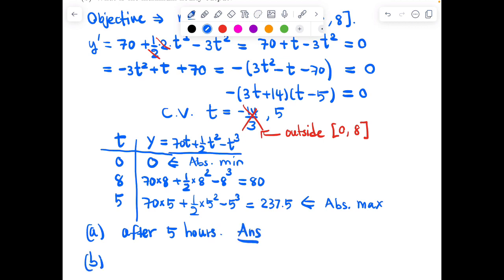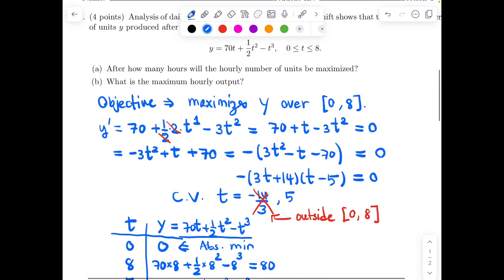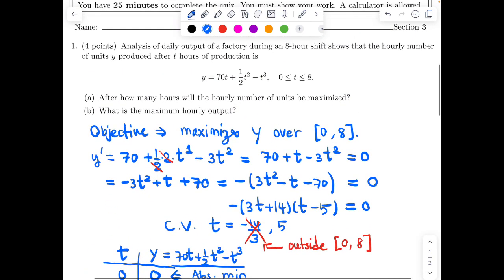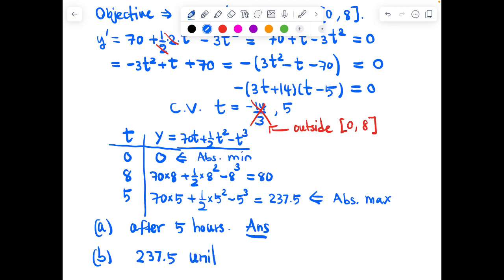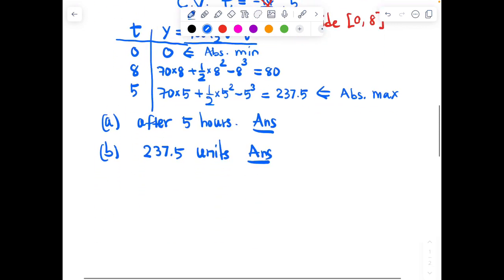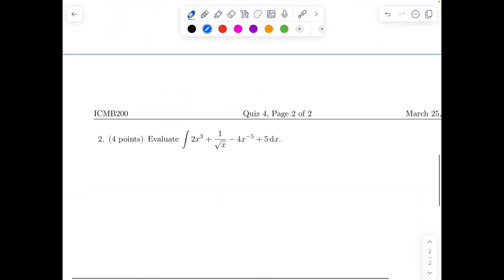B. What is the maximum hourly output? The answer is 237.5 units. Okay. Let's move on to the second problem.